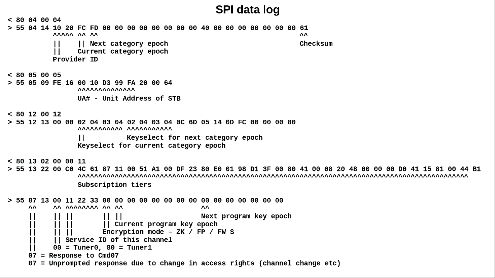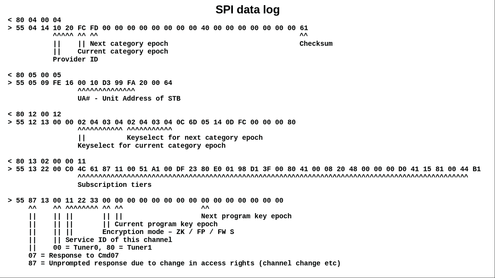By logging the SPI bus between the main controller and the ACP, we see that information about the current access levels is sent from the ACP. The ACP also receives EMMs via the SPI bus. EMMs have been filtered by the unit address number, or the set-top box serial number, so the ACP only receives messages that are intended for that specific unit.